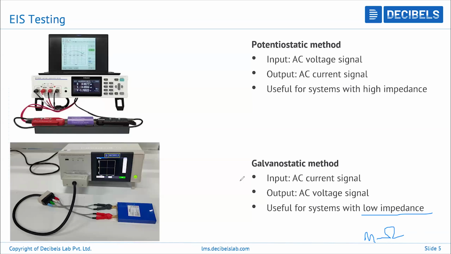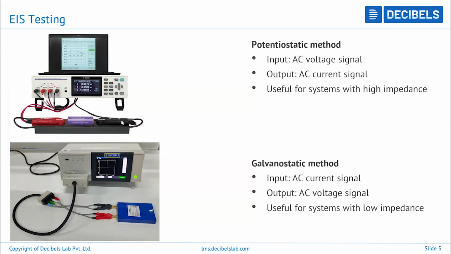So for that purpose, the galvanostatic method is most suitable. As to why it is most suitable, there is a lot of mathematical reasoning where we have to derive transfer functions and see input to output relationships and things like that. It is not within the scope of this webinar as of now. But the galvanostatic method is a much more stable and much more suitable method for lithium ion cells since they have low impedance.